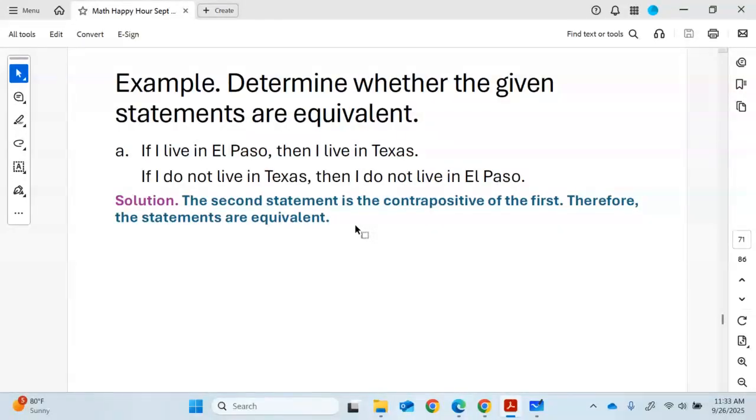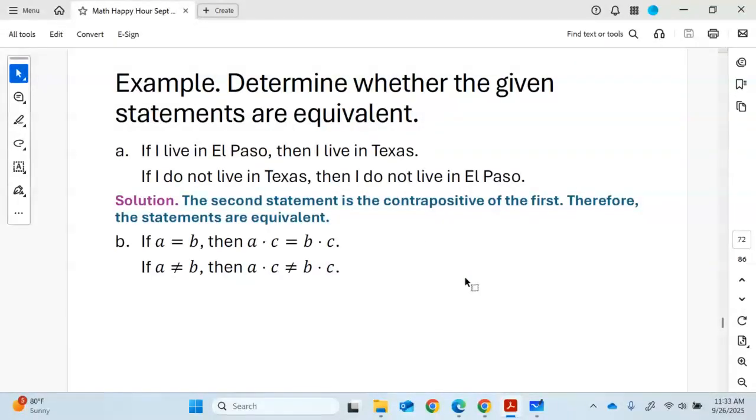Now, the next example is a little bit more mathematical. My example B has, if A equals B, and at this point, A and B could be any real numbers. So if I have two numbers that are equal, then A times C equals B times C. And C is another number.